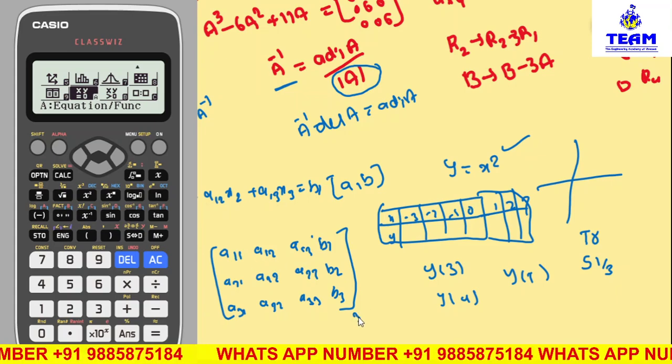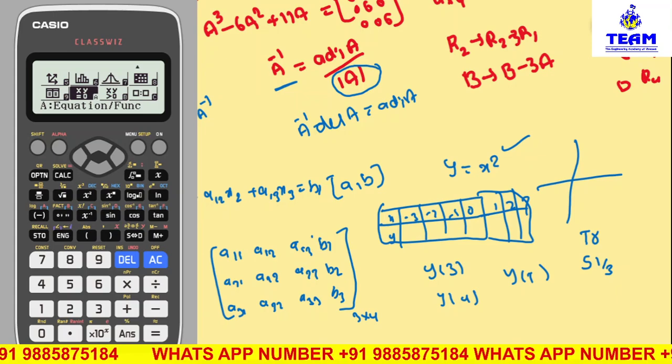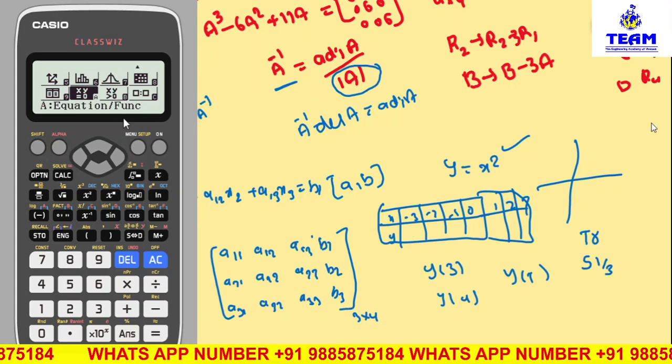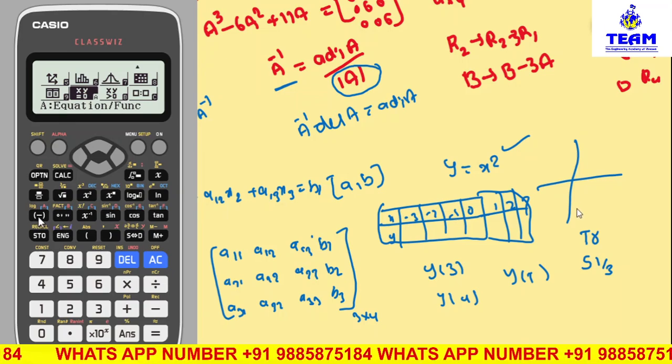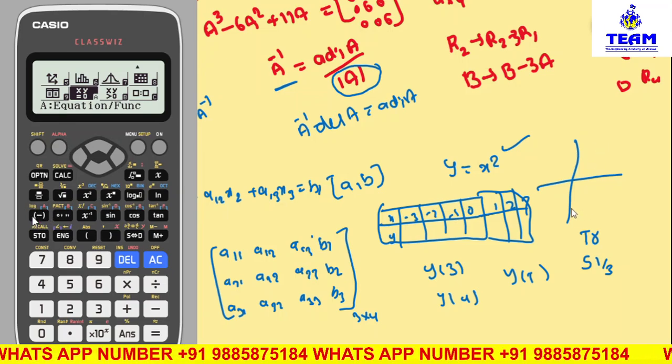But here you see this is a 3 by 4 matrix. Sir, how can we give a 3 by 4 matrix in the calculator? You may have this doubt. Now I will show you, friends. Here, go for the equation. What is the equation symbol? A. Just simply press A, this button only, no need to go for alpha and this button. Okay, now press A here.